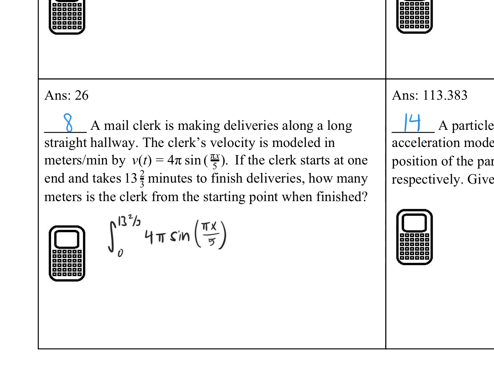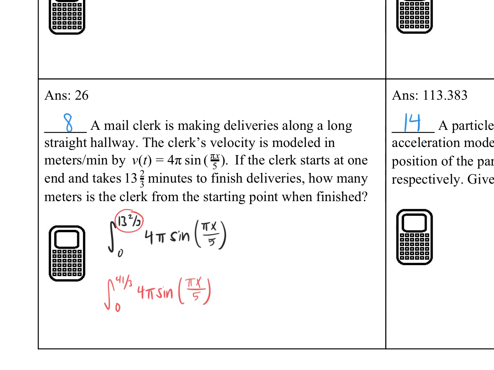Now, in your calculator, there's a few things that you have to be aware of. When we are typing this 13 2/3 in, we actually need to change that into an improper fraction or a decimal. But if we put it as a decimal, it's actually going to round it. So if I change it to an improper fraction, this is actually from 0 to 41 thirds of 4 pi sine of pi x divided by 5.